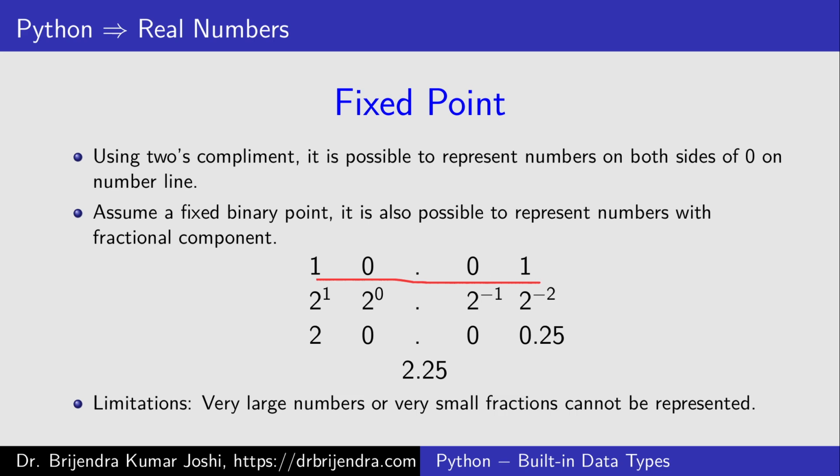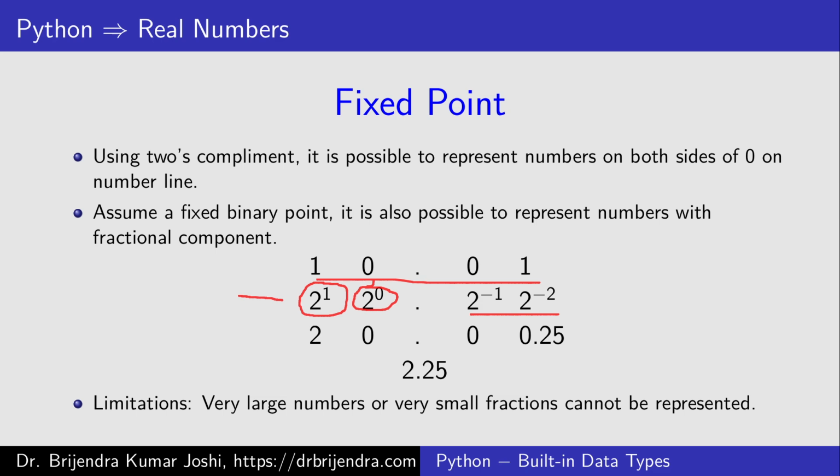So 10.01. We know that in a normal binary number to decimal conversion, this place carries a weight of 2 to the power 0, this is 2 to the power 1, and if we move towards the left hand side, the exponent increases: 2 to the power 2, 2 to the power 3, 2 to the power 4, etc. Whereas after the binary point, it increases in negative value. It means on the right hand side 2 to the power minus 1, 2 to the power minus 2. These are the weights.